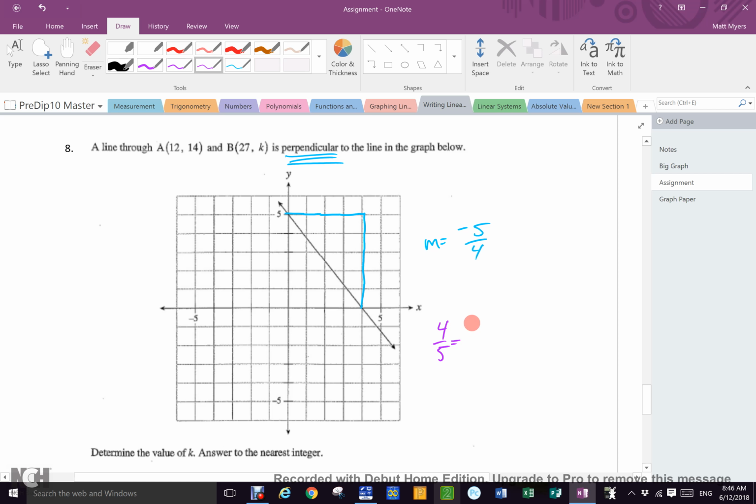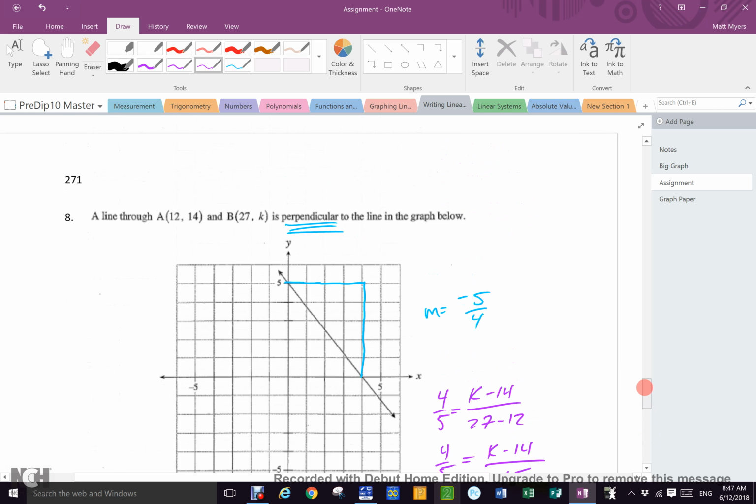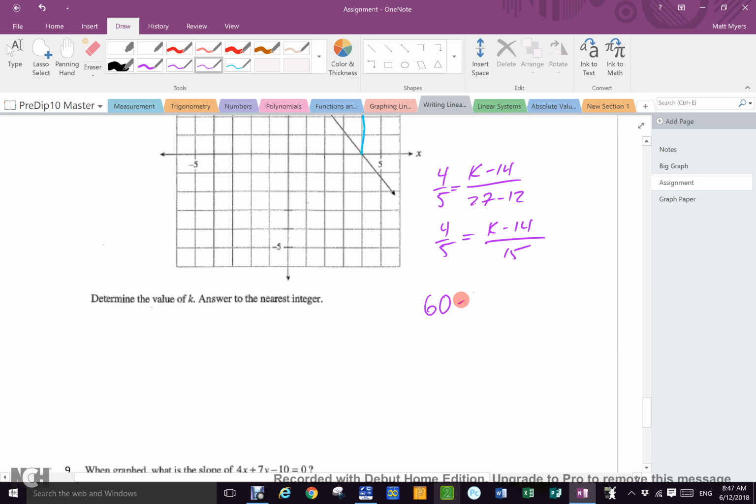Not y plus b. K minus 14 over 27 minus 12, which is 4/5, equals k minus 14 over 15. 60 equals 5k minus 70. 130 equals 5k. K equals 27.